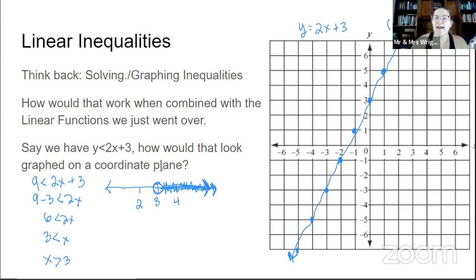So what we graphed is the solution set. This is all possible answers that fit this inequality that we have. So this is a graph of a solution set. It's not a linear inequality.